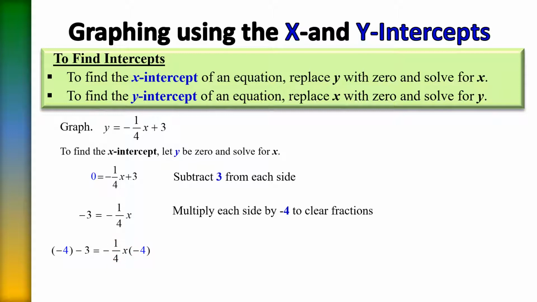So because whatever we do to one side, we must do to the other, let's multiply the left side. Negative 4 times negative 3 equals positive 12. So x equals 12. So that means when I plug in a 0 for y, what I get out is an x. To put them in their places, you would have a 12 first, because that's x's place, and then you would have a 0 in y's place. Your ordered pair then is 12, 0.